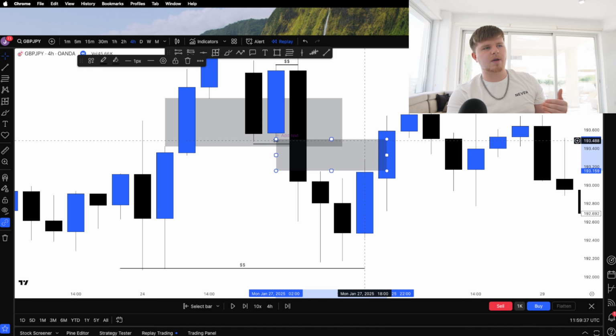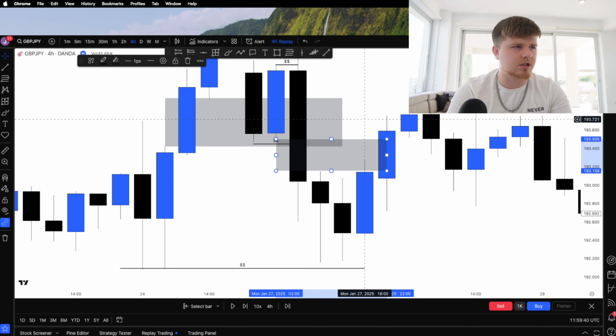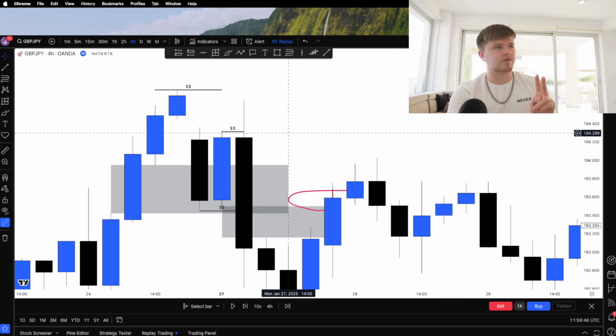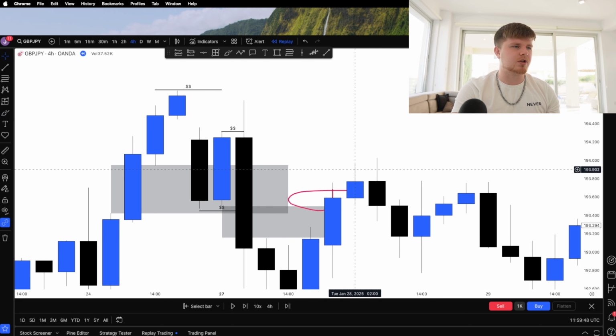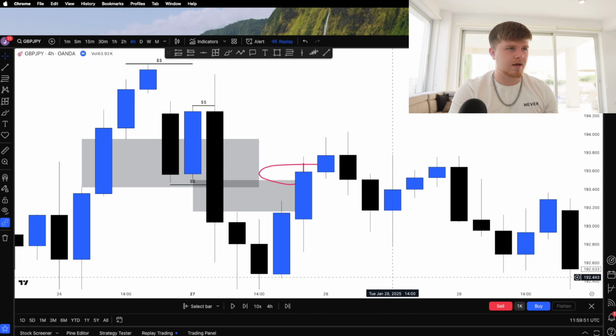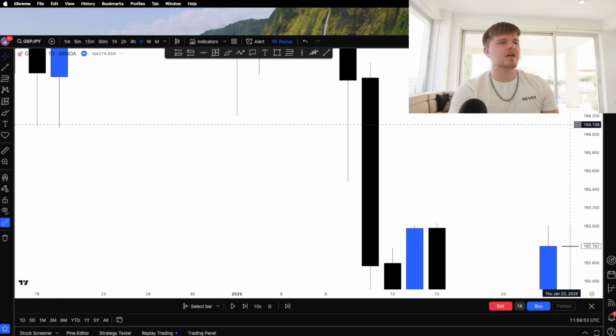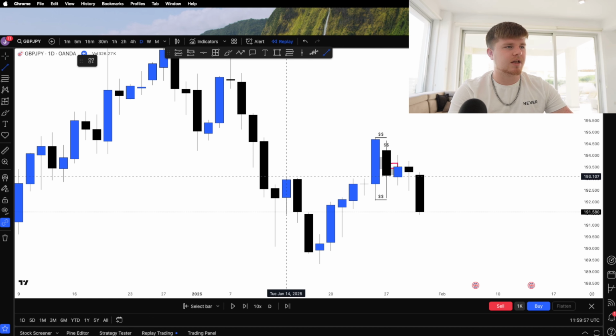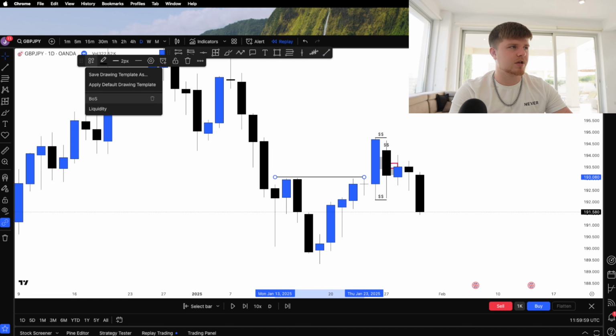We form a fair value gap on the way down, retrace to it, and inverse it by closing above it right here. The reason this doesn't play out, there are two reasons. Reason number one is because we still had to come out and take this low over here. Reason number two is that it doesn't align with the overall higher time frame draw on liquidity. As you can see, the higher time frame draw on liquidity at this point was bearish.